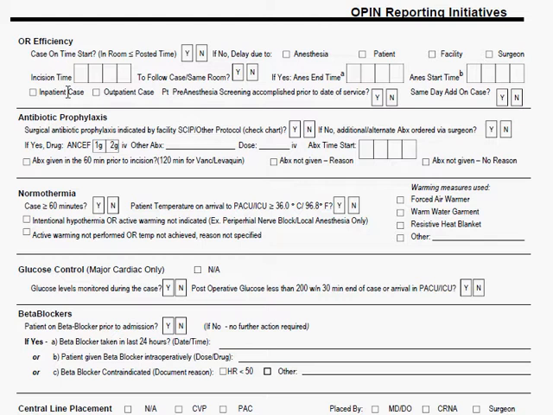Next is the incision time. We need all times on this form to be entered in military 24-hour time. If need be, you can enter the leading zero here, like 0732 for your incision time as needed here.